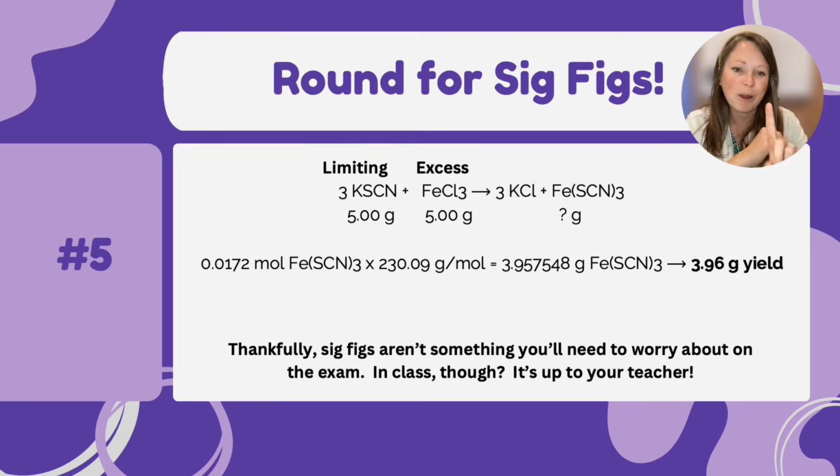Thankfully, there's only 1 point on the AP exam that is associated with sig figs. So typically, if you round things to 3 sig figs, you're going to be safe. I can't promise that your teacher feels the same way. So get in the habit now of looking at those initial values and then rounding your final answer to match the precision of your least precise value.